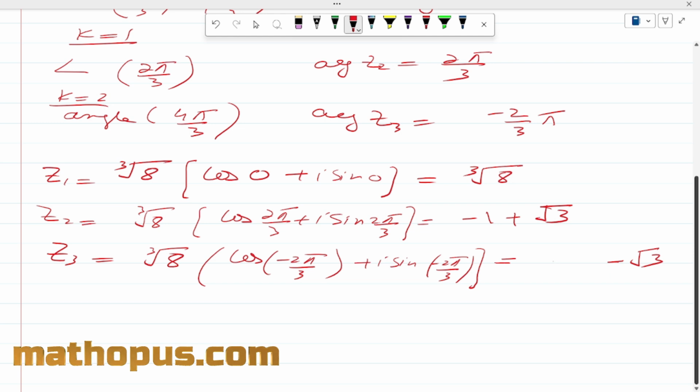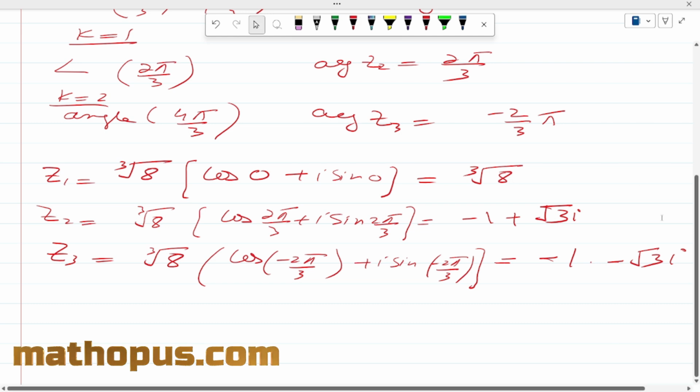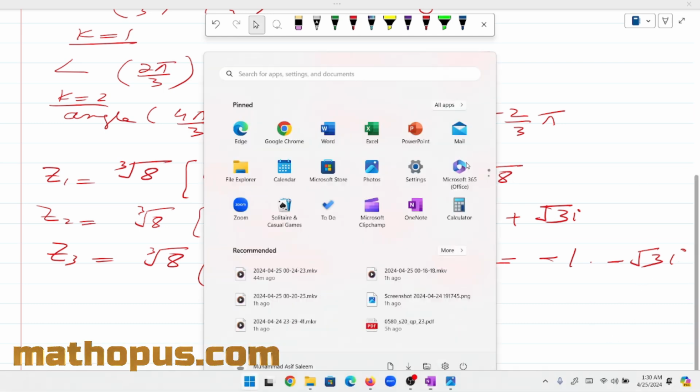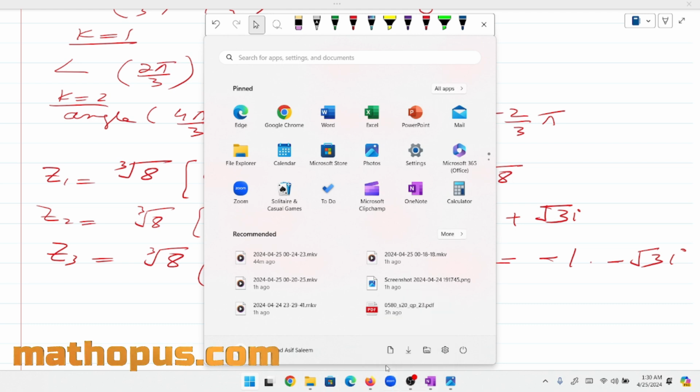It's minus 1 still. Okay, we have iota over here and iota over here. So these are the 3 cube roots using that standard formula. Similarly, we can find the fourth root of a complex number as well.